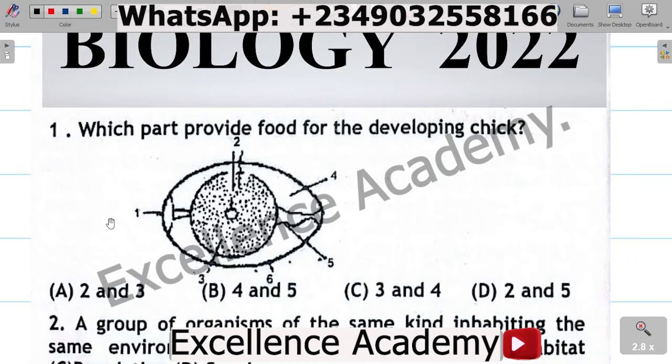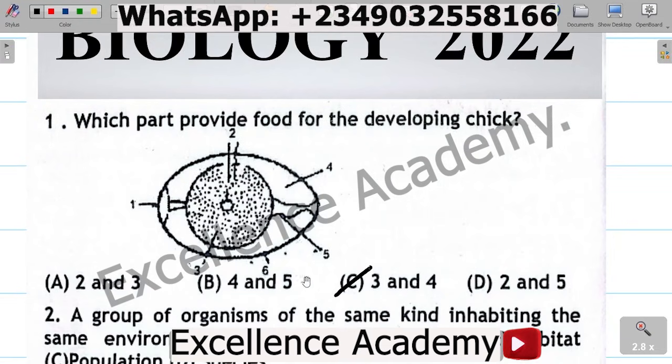The question says which parts provide food for the developing chick. The correct option is option C. It's option C because, like I said, option C is 3 and 4. And I said 3 is the part labeled the yolk. Now the yolk provides majorly protein for the egg. The part labeled 4, I said, which is the amnion. The amnion also provides nutrition, mainly protein and water for the developing chick.